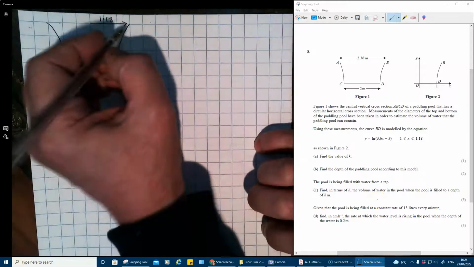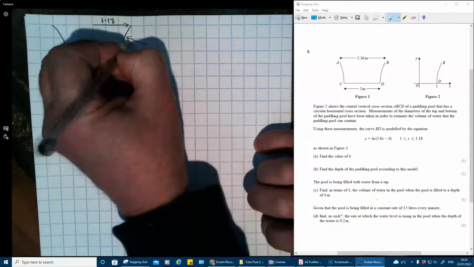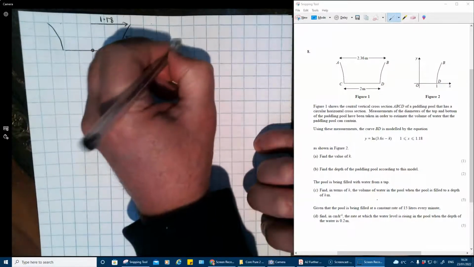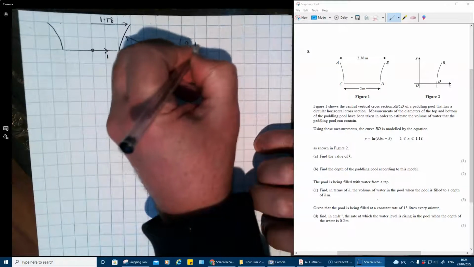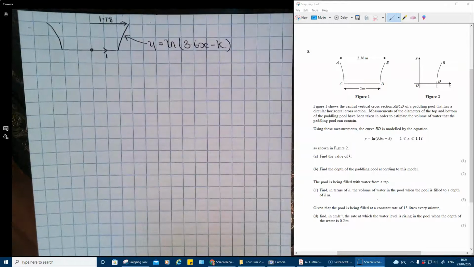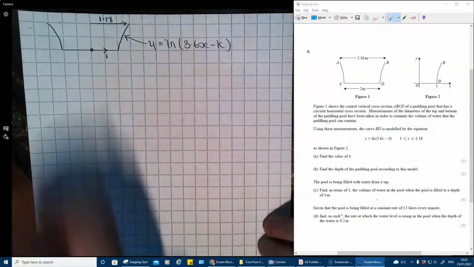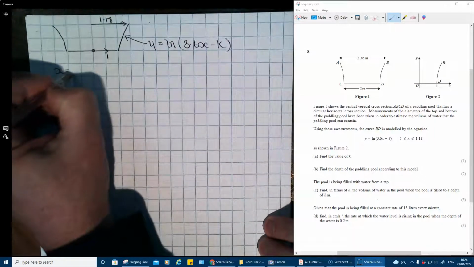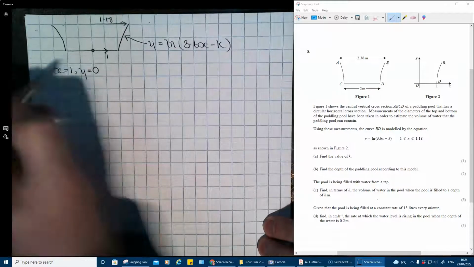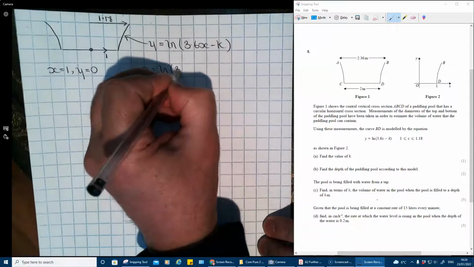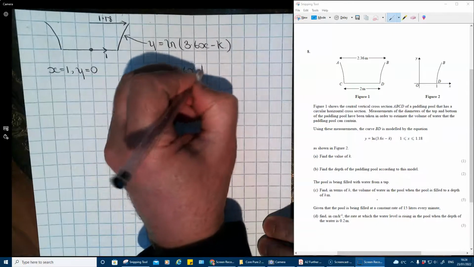Okay, question 8. We're told the equation of this curve is being modelled by y equals log(3.6x minus k), and we're asked to find the value of k. Alright, so we know that when x is 1, y is 0, which gives us 0 equals log(3.6x take away k).